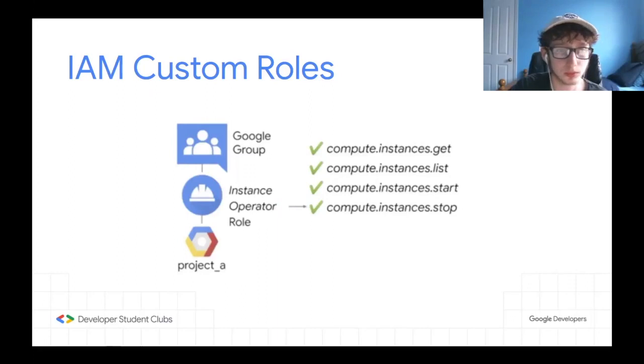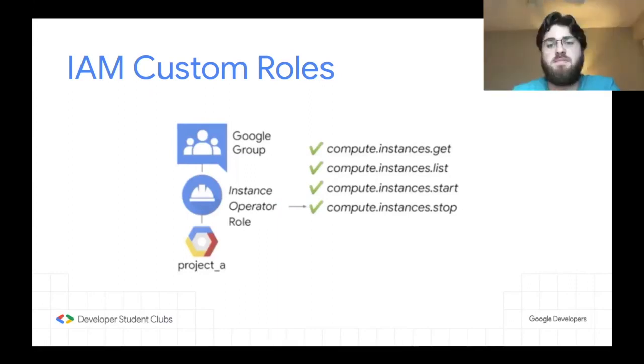If the predefined roles don't align to your needs, you can create custom roles that have a specific set of permissions. For example, you can create an instance operator role, which only grants users the ability to list instances, get details about instances, and start and stop instances, which is shown in the diagram above.